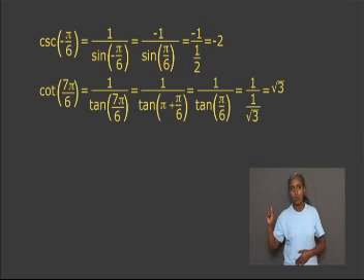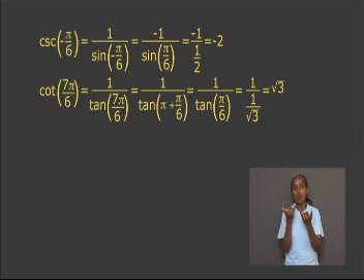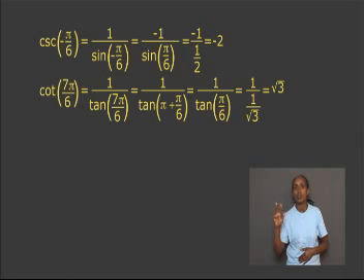The cotangent of 7 pi over 6 is equal to 1 over the tangent of 7 pi over 6. The tangent of pi over 6 is 1 over the square root of 3. Therefore, since this is a reciprocal function, the cotangent of 7 pi over 6 equals the square root of 3.